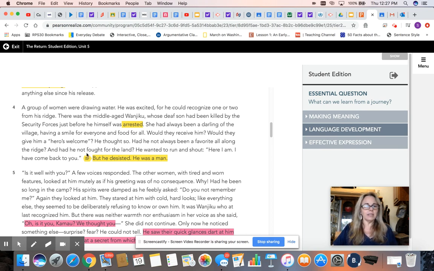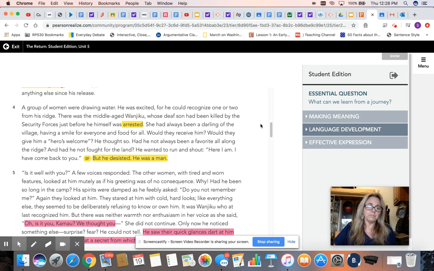He's like, had I not always been the favorite? Like, hello, I'm back. He figured people had been missing him. And he'd been gone so long, and he thought for sure everybody was going to be so excited to see him. He had an expectation that in this paragraph tells us it was not met. So, he didn't get the welcome that he thought he was going to get.